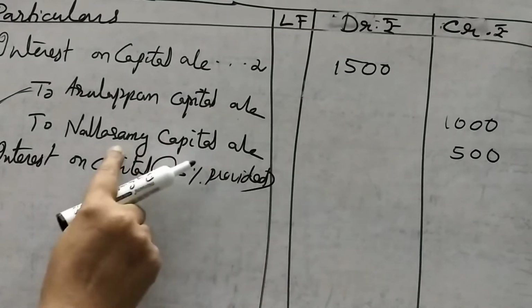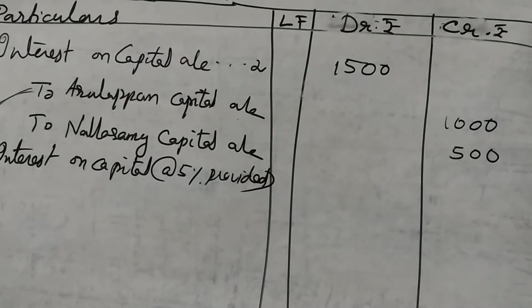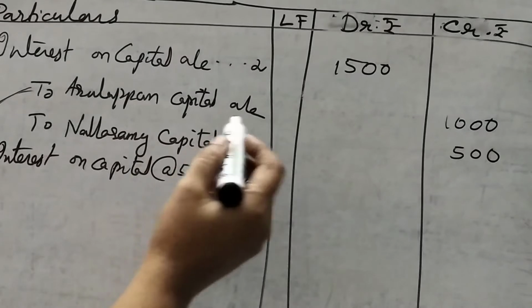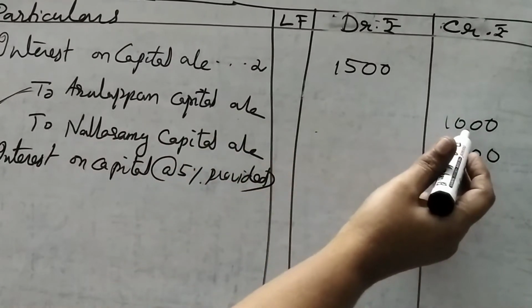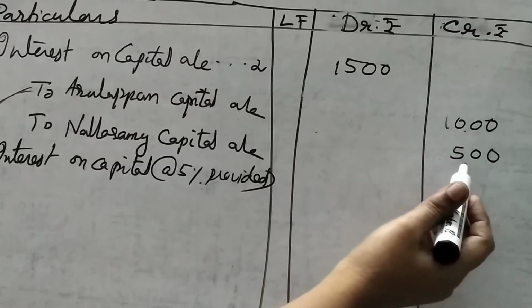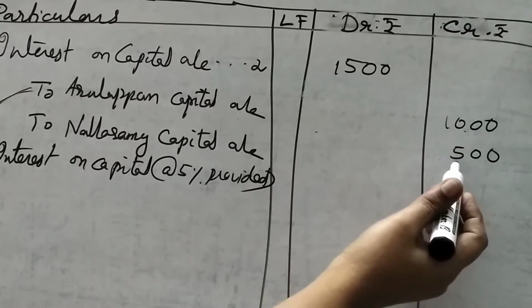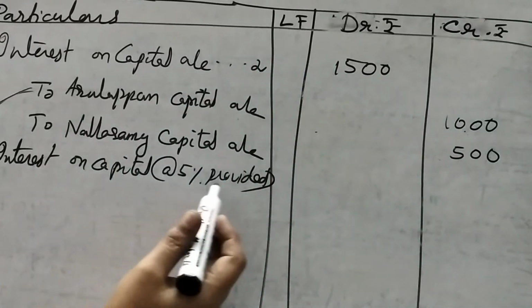Then Nallasamy, how much is the capital given in the question? 10,000. 10,000 into 5 by 100. That is the way in which we find the interest on capital. 20,000 into 5 by 100 is 1,000. Here 10,000 at 5% is 500. So total 1,500, interest on capital at 5% provided.